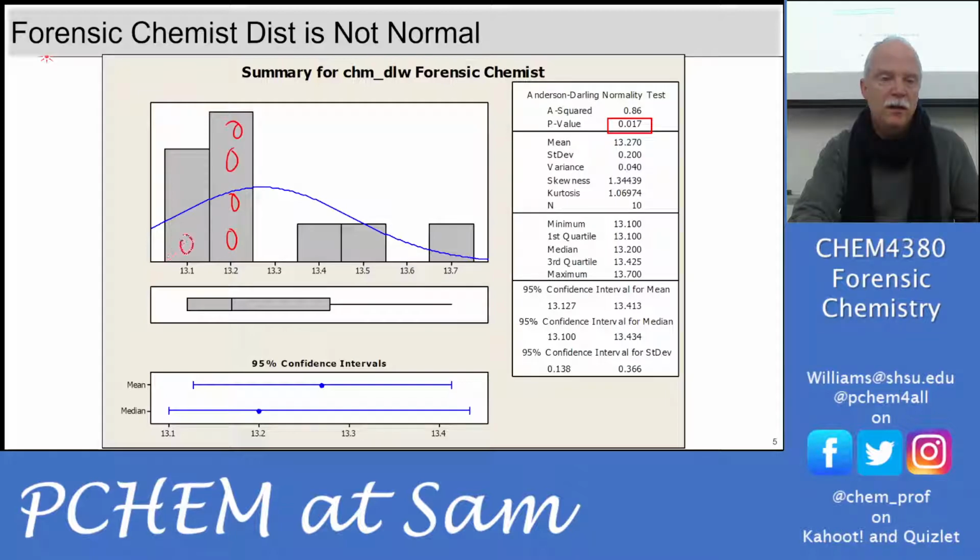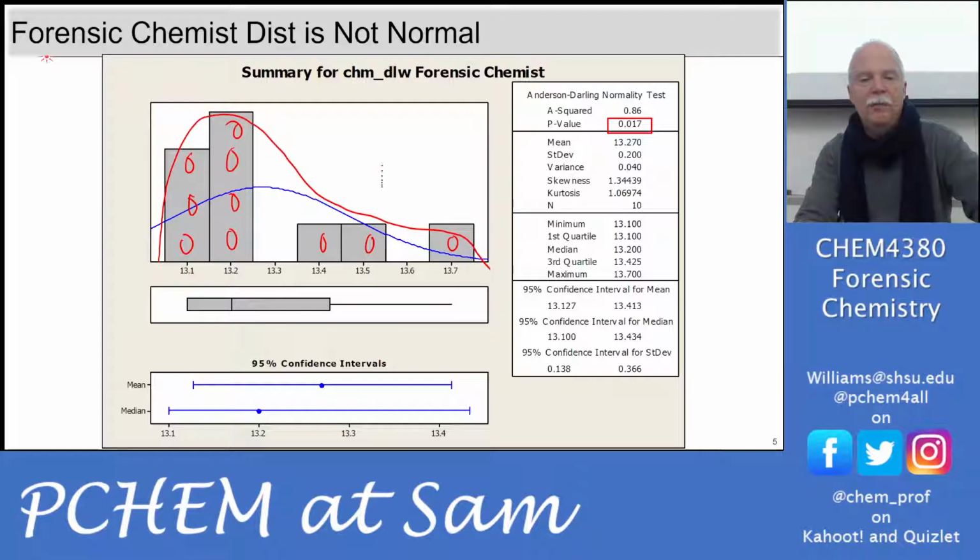There were 3 data points here. And then 1, 1, and 1. And so you can kind of see that this data, if I were to plot the actual curve, it would look like this. And that's what we call a positive skew.